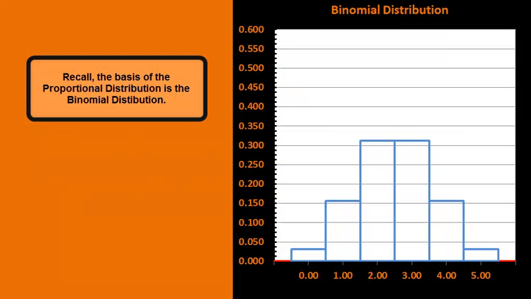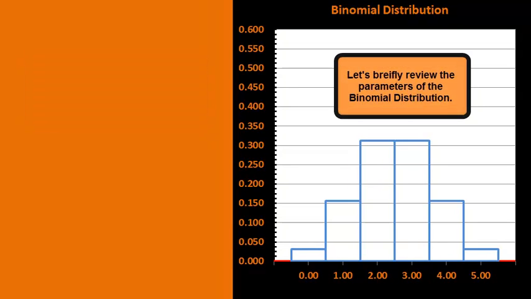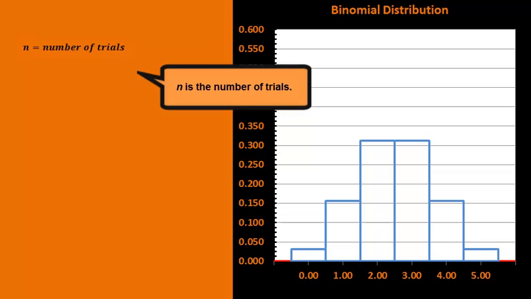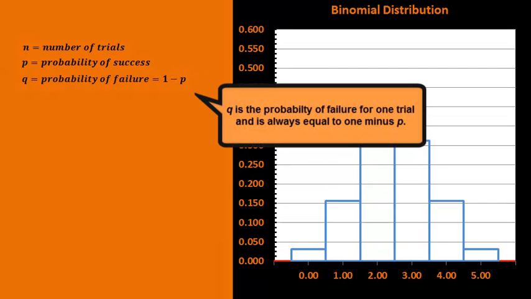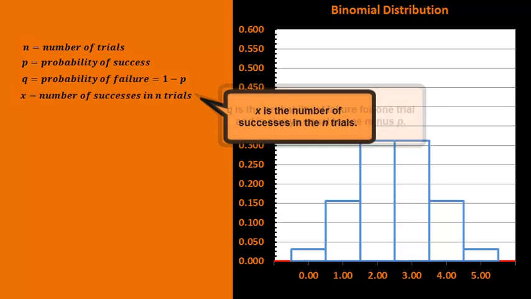Recall, the basis of the proportional distribution is the binomial distribution. Let's briefly review the parameters of the binomial distribution. N is the number of trials, P is the probability of success for one trial, Q is the probability of failure for one trial and is always equal to 1 minus P. X is the number of successes in N trials.